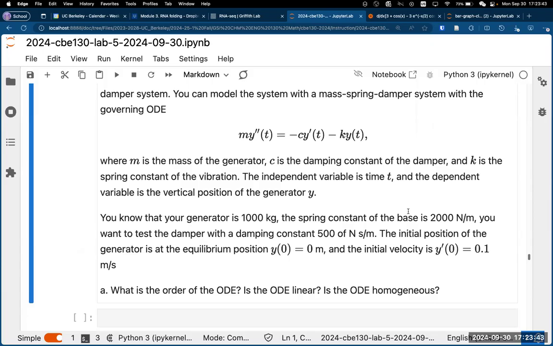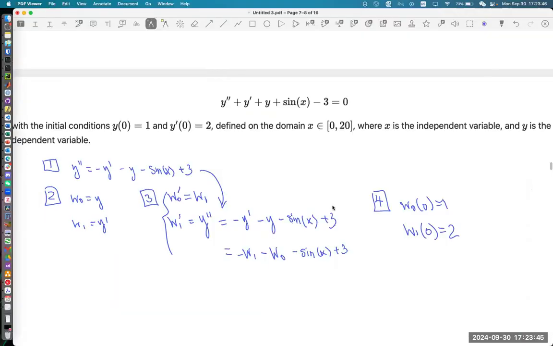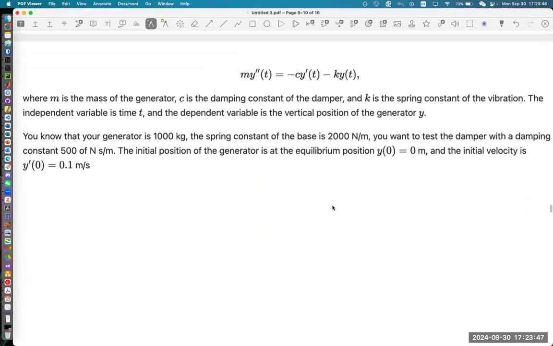Okay, let's briefly go over the practice problem. So we have a real system here, and this is second order because the highest derivative is second. This is linear, and this is homogeneous. To rewrite it into a system, first write it into standard form. So y double prime is equal to negative c divided by m, y prime minus k divided by m, so I'm moving the m constant to the right, times y.